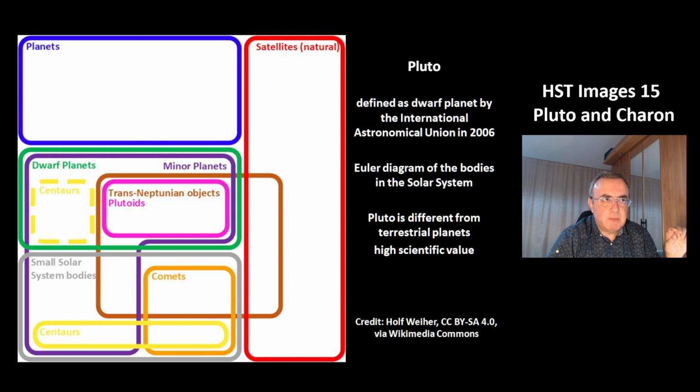This is a nice picture. Pluto was defined as a dwarf planet by the International Astronomical Union in 2006. It's an Euler diagram of the bodies in the solar system. And you can see planets are a different category than the dwarf planets. Pluto is very different because it has a solid surface, but in every other category it's different. For example, it is in a different region of the solar system. It has a different orbital plane, different eccentricity, different density, different number of moons. And that's why it was recategorized.